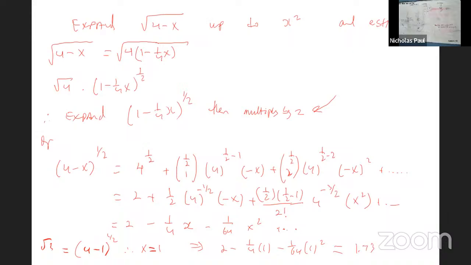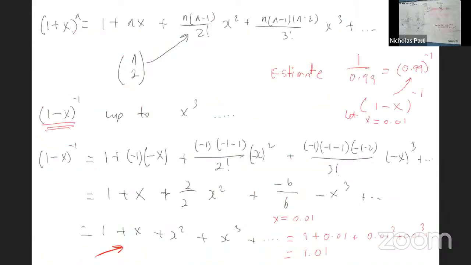One of the things that we have to point out, because there's access sometimes, right? This expansion here is valid for the modulus of x being less than 1. So let's make a note of that. Sometimes they will ask, when will this expansion be valid? It's valid when the modulus of x is less than 1.